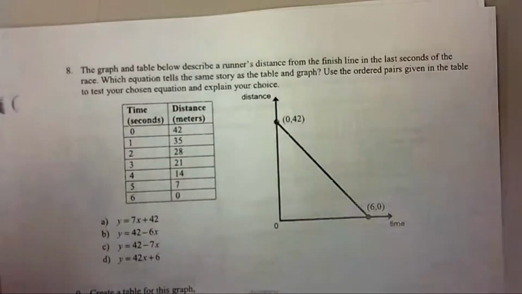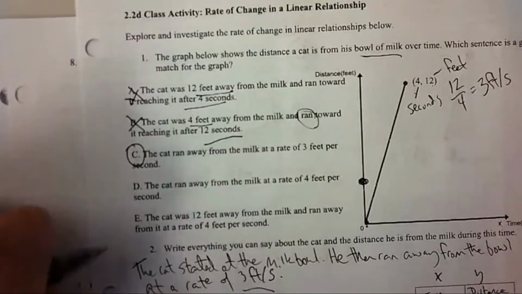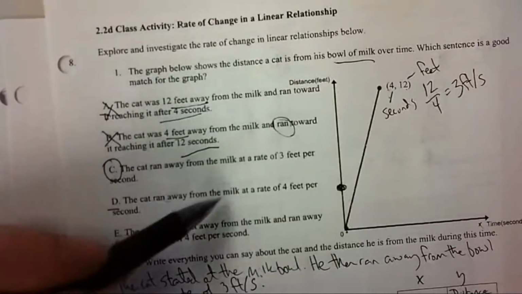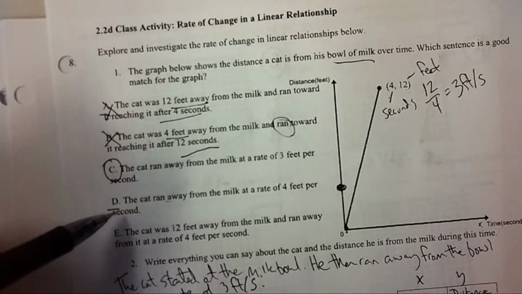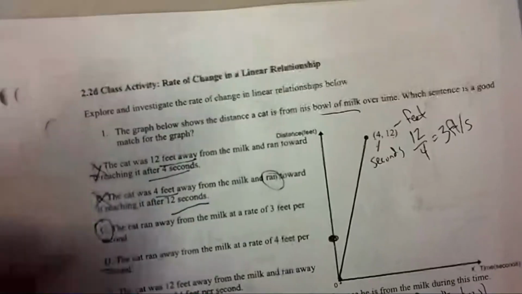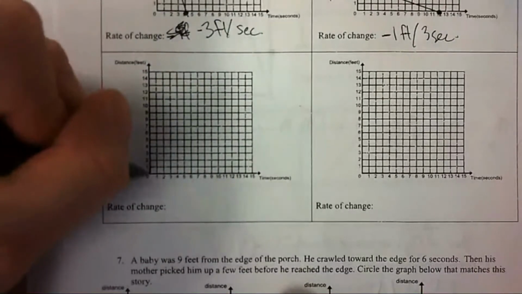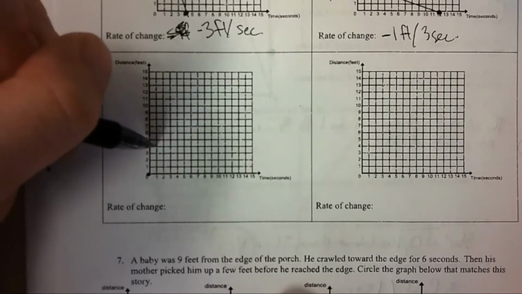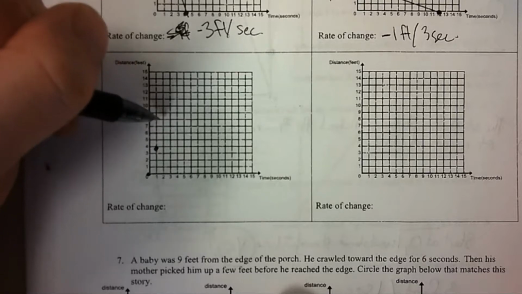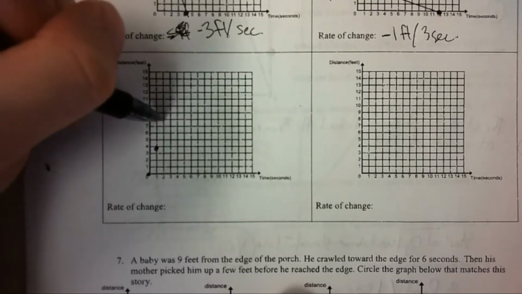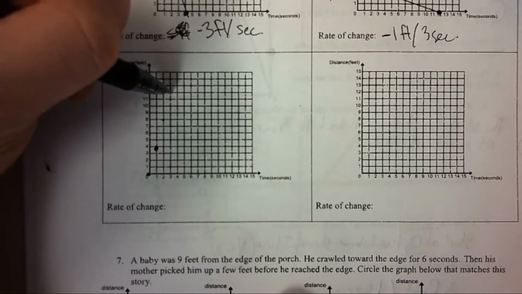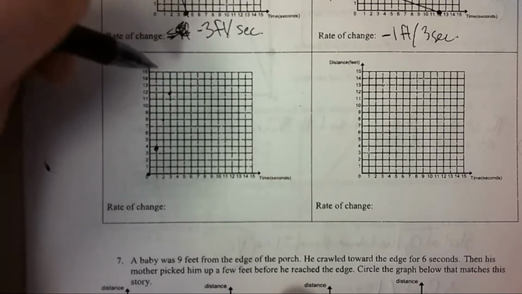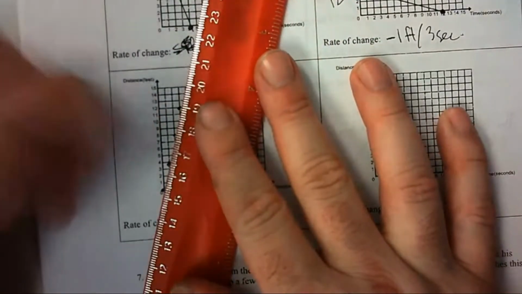Okay, the next one that we did not choose was letter D. So the cat runs away from the milk at a rate of 4 feet per second. So it starts at the milk, and then it starts running away 4 feet per second. So after 1, it's at 4. After 2, it's at 8. After 3, it's at 12. And then I don't have enough room. I run out of room. So I'm going to use my straight edge, connect the points there.